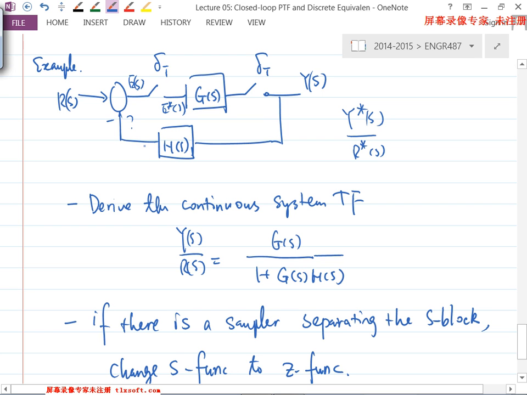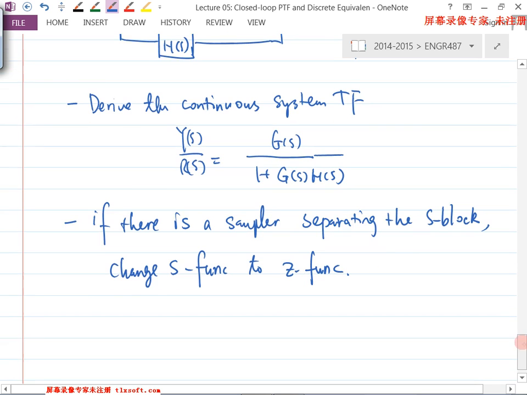Now, if we want the closed loop pulse transfer function for that particular system, which will be Y of Z over R of Z equal to what? What do we do with the G of S? Change that to G of Z. Now what do we do with these two? Because there's a sampler between the two blocks, all we can do is change that to each of the Z function.